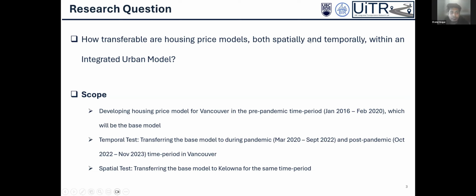And for the temporal test, we will be transferring the base model to the pandemic time, defined as March 2020 to September 2022, and the post-pandemic time period, which is after September 2022 up until November 2023 at the time of this analysis. And the spatial test will include transferring the base model of Vancouver to Kelowna for the same time period.